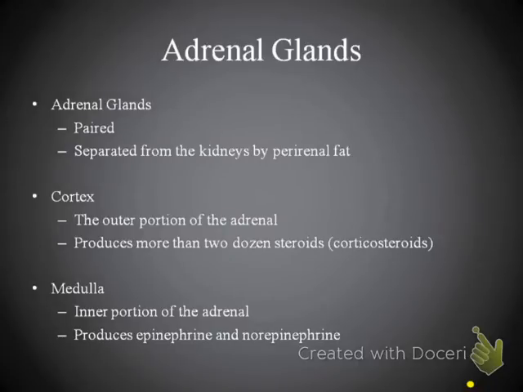Now the adrenal glands. The adrenal glands, I'm sure as everyone knows, are paired and separated from the kidneys by the pararenal fat. There's two parts of the adrenal glands, one being the cortex, the other being the medulla. The cortex is the outer portion of the adrenal, and it produces more than two dozen steroids or corticosteroids. The medulla, on the other hand, is the inner portion of the adrenal. It produces epinephrine and norepinephrine, which we all know as adrenaline.